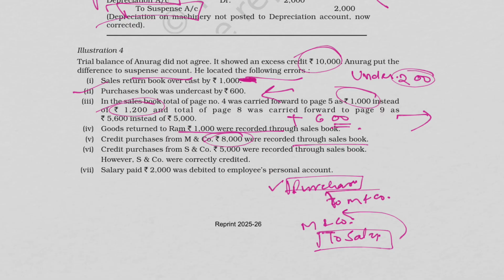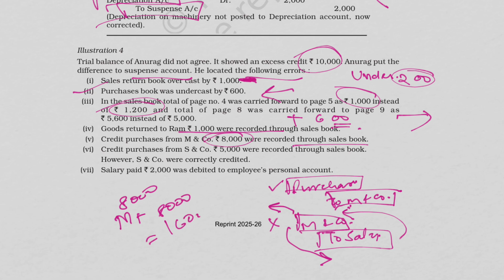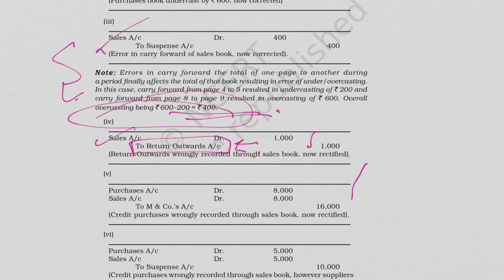And this should have been the correct entry. This we have wrongly done, we have wrongly debited it. So we'll credit this. So for MN Company, the correct would be MN Company 8000, and for removing this excess debit, we'll once again add this. So 16,000 credit. So MN Company 16,000 credit, purchase debit, sales debit.